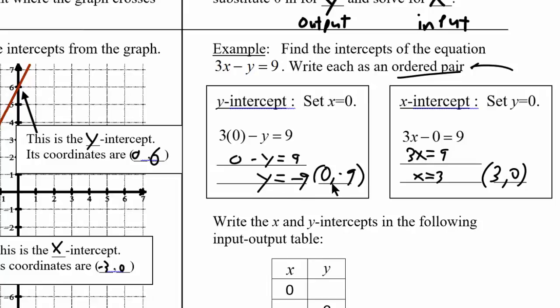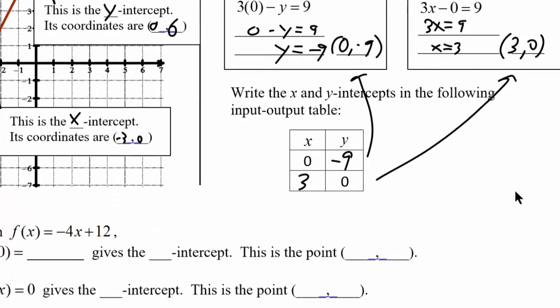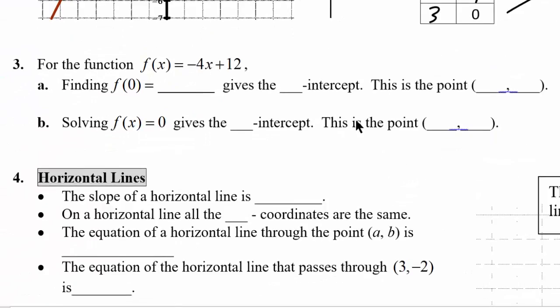And then they give us an input-output table. So our first ordered pair was 0, -9. And our second ordered pair was 3, 0. Right? This came from here, and this came from up top. Okay, so we move on.